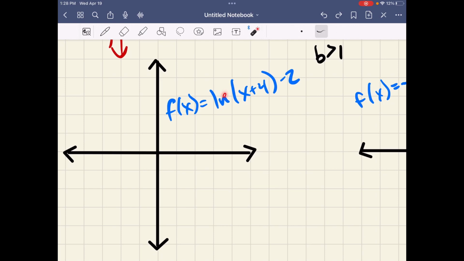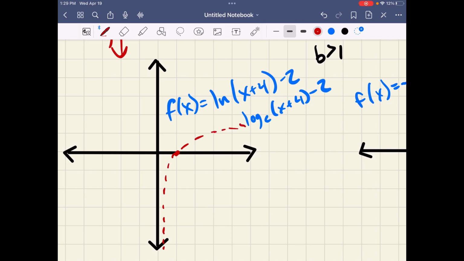We know this natural log right here is the same thing as saying log base e of (x + 4) minus 2. If you'll notice, the base e here is larger than 1, approximately 2.718. So we're going to have a parent function. Let's sketch that real quick. I know it's a logarithmic function, so it's going to go through the point (1, 0), and it's going to look something similar to this.